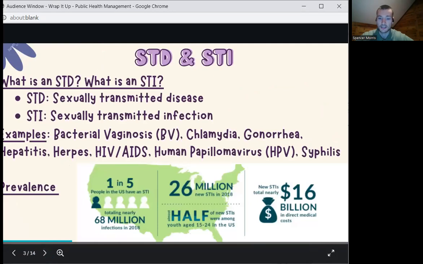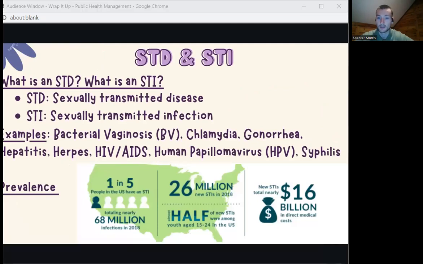So what is an STD? What is an STI? And what might be the difference between an STD and an STI? Essentially, there's no difference between an STD and an STI. They are both umbrella terms. So they are used interchangeably to describe a range of conditions that can pass from person to person through unprotected sexual activity. These conditions can be viral, bacterial, or even parasitic.